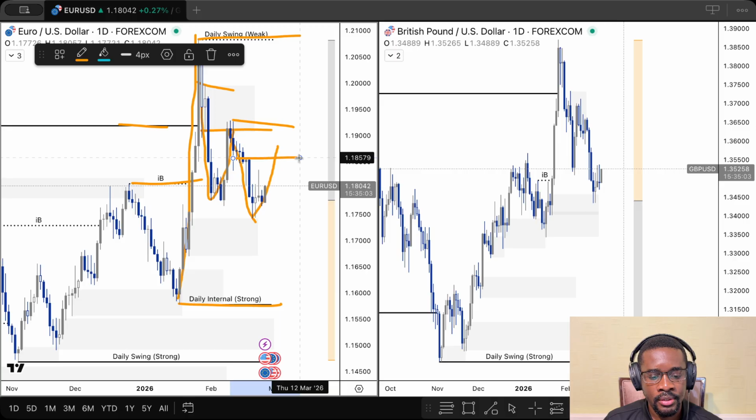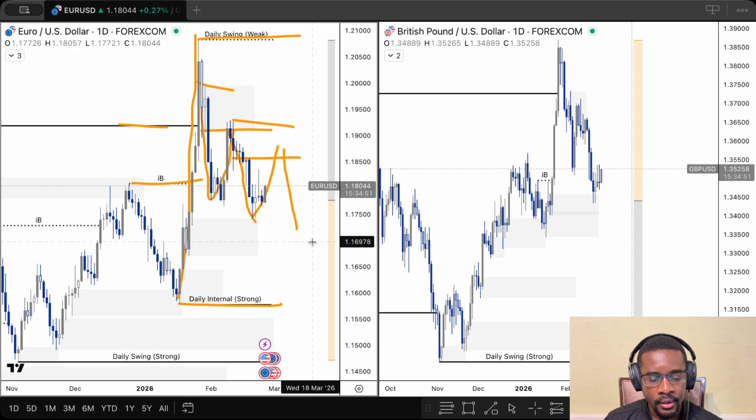So price could very much push up into these areas. If the internal pullback trend is continuing, we might just pull up into these areas, mitigate somewhere in this area, and then continue bearish.